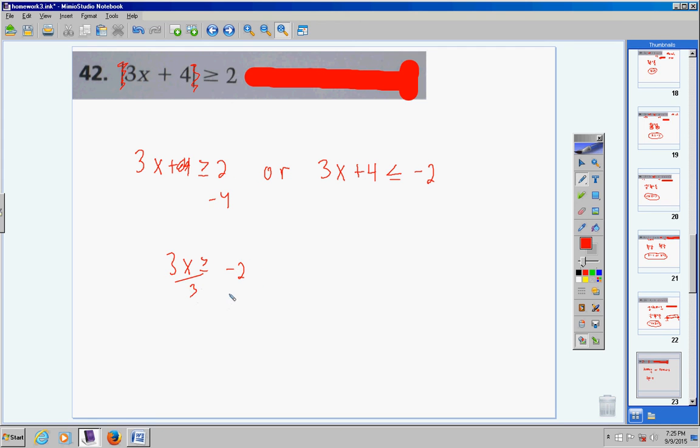Now divide both sides by 3. These cancel. X is greater than or equal to a negative over a positive is negative. 2 divided by 3 is 2/3.